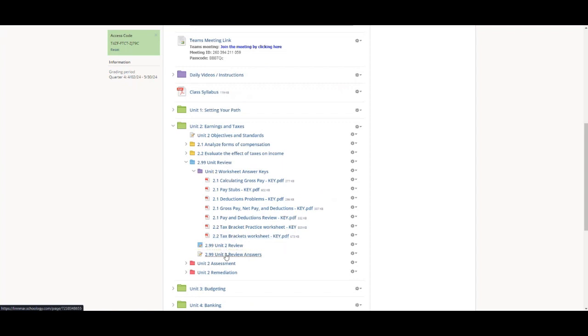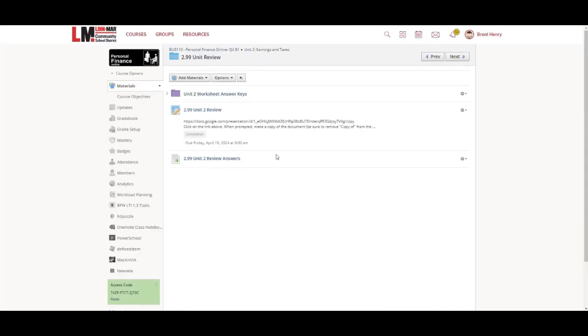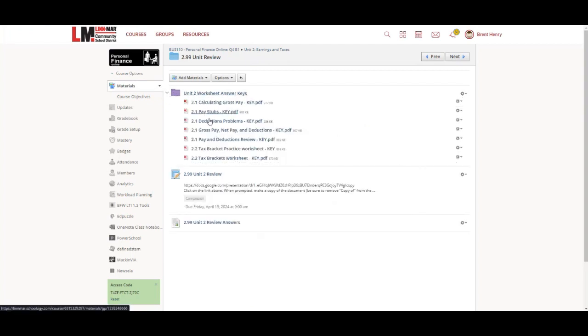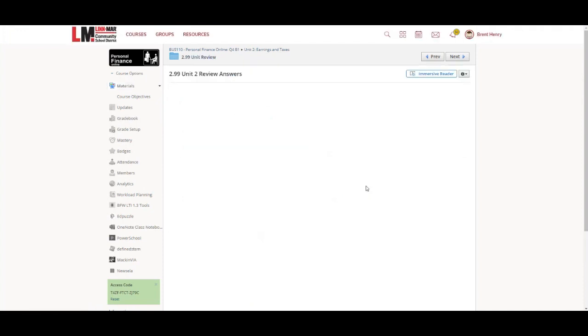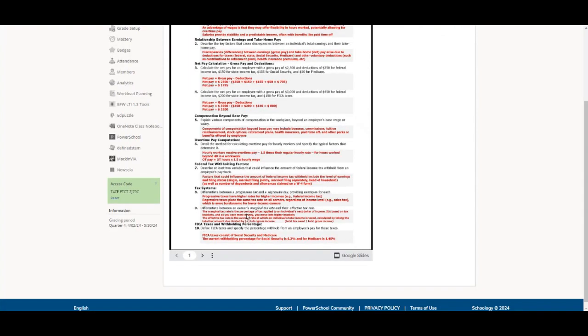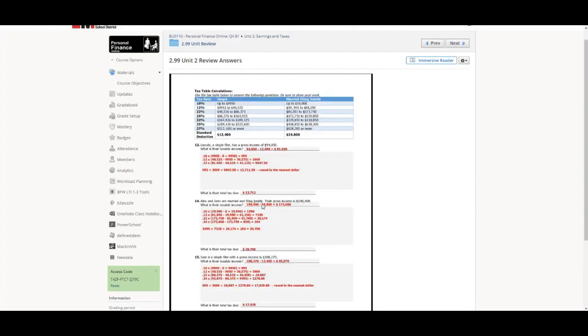Additionally, the 2.99 review worksheet, the answer key is posted here as well. So again, if I went through this too quickly, if you missed anything, in that 2.99 review folder, there's the worksheet answer key subfolder, the review worksheet that we went over, and then the review answers are immediately below that. So if you click on that, you'll see that this will pop up and you can click through each page. All right. So next time we meet, we'll have the Unit 2 assessment.